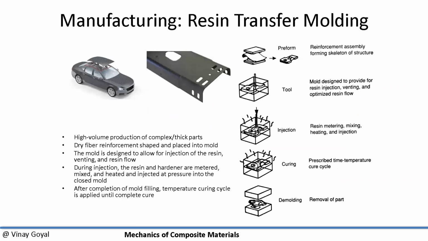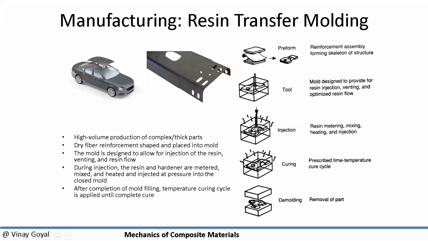We talked about resin transfer molding, although I want to talk about it a little bit more today. In resin transfer molding, you have a preform, a reinforcement assembly that forms the skeleton of the structure, and you put it in your tooling. The mold is designed to provide for resin injection and venting and is there to optimize the resin flow. Once you have that, the injection process occurs, with resin metering, mixing, and heating and injection. From that point on, you go to the curing process, which is a prescribed time-temperature cure cycle, and then finally you demold it.